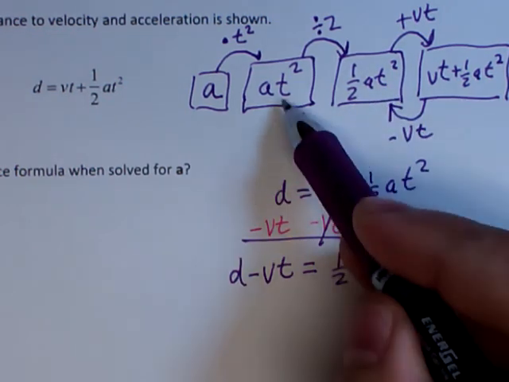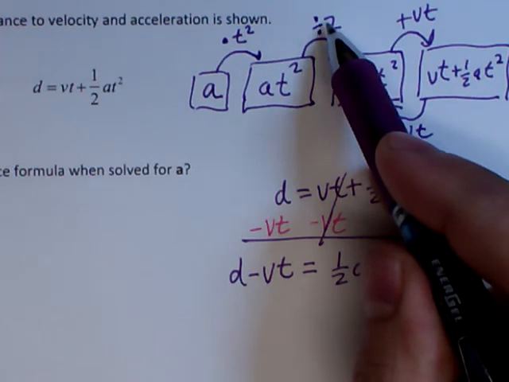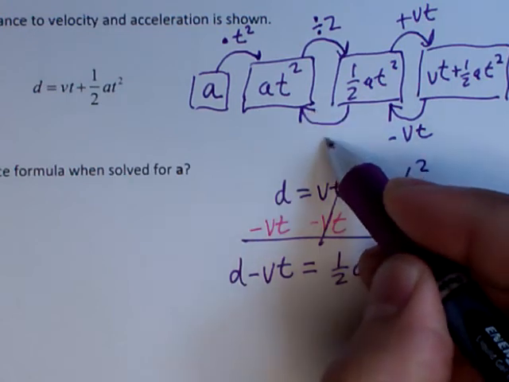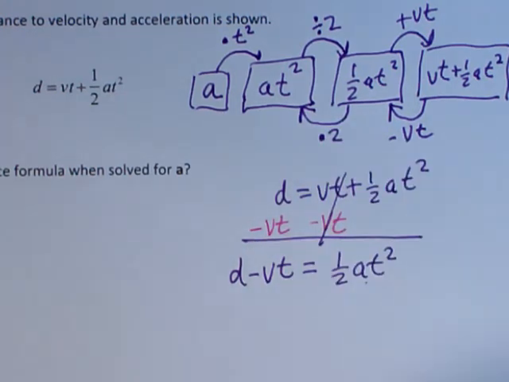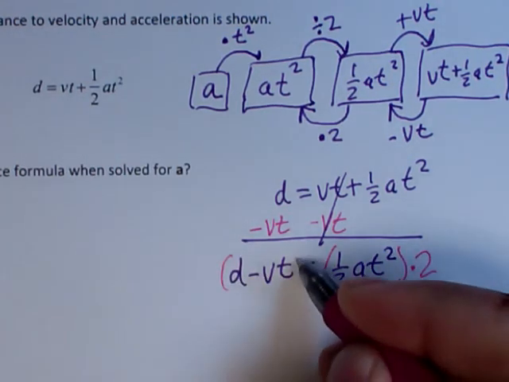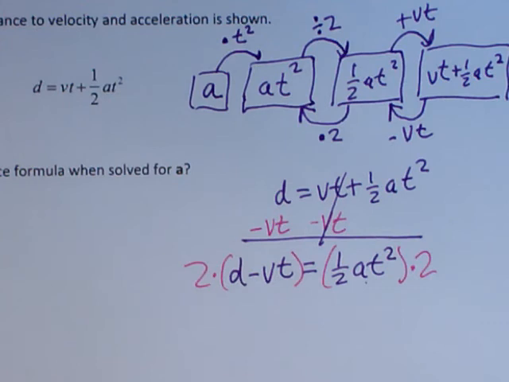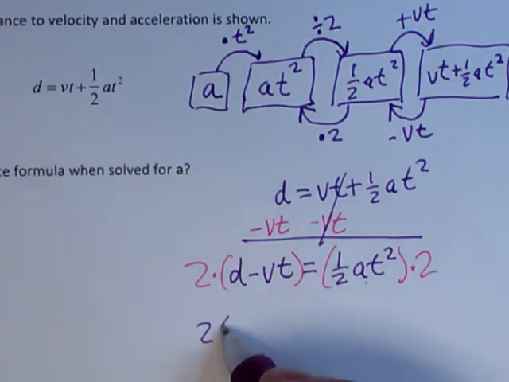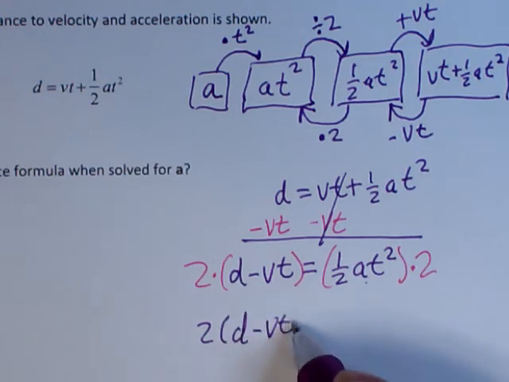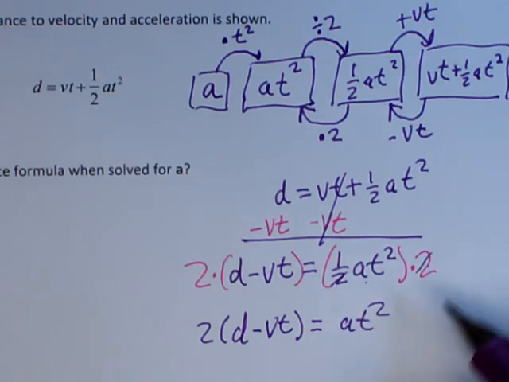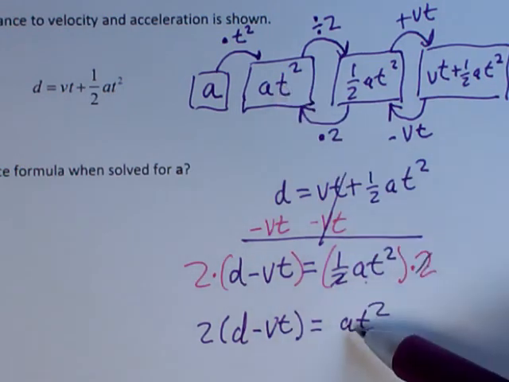Next, I have to go back to AT squared. I had divided by 2 to go from here to here, so to undo it, I have to multiply by 2. So I'm going to multiply this side by 2, and I'm going to multiply this side by 2. These parentheses are very important. So I get 2 times D minus VT is equal to, the 2's cancel out, and I get AT squared. Same as here. That matches.